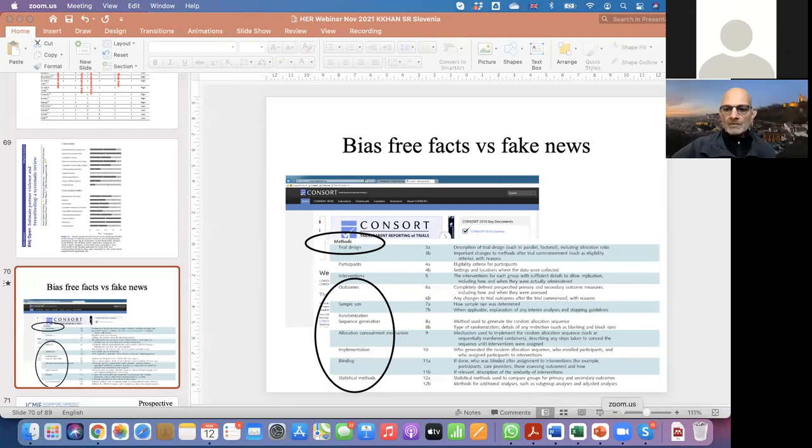Dr. Khalid, sorry to interrupt, but we're not able to see your screen. There's some issue with screen sharing. Okay, we'll reintroduce the screen. Yes, we can see it now. Thank you.